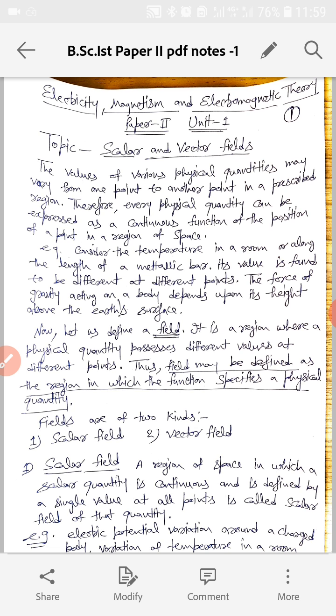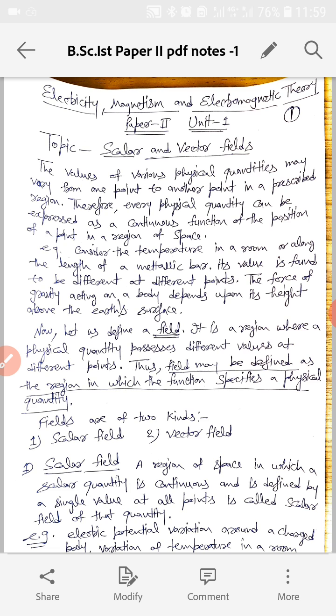So till now, what are we aware of scalar quantities and vector quantities? Scalar quantities, we all know, are the quantities having magnitude only, and vector quantities are those quantities having magnitude as well as direction. Now we extend this concept to fields. So now we will define two more terms, which are scalar fields and vector fields.